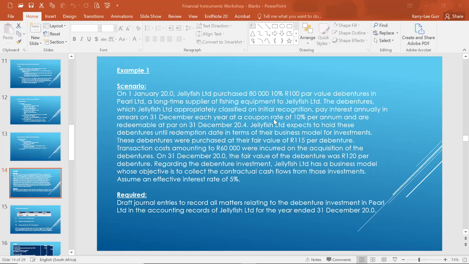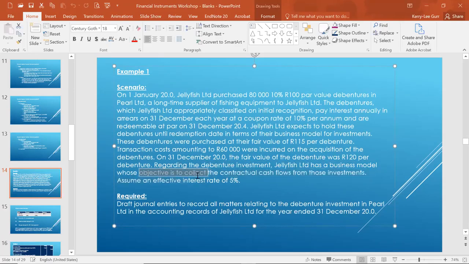Very good. Okay, so as we can see, this required asked us to look at the accounting records of Jellyfish. Because we are looking at the accounting records of Jellyfish, we know that they've purchased the debenture, so they've bought this ROU note, meaning they're giving money today and they're going to get back money in the future, and so they have a financial asset. So we have a debt instrument that's a financial asset, and then we were given this very important sentence here, where it tells us that the objective is to collect.